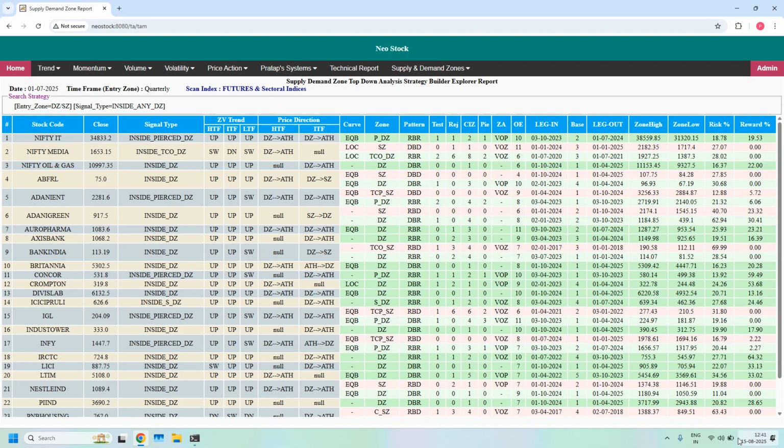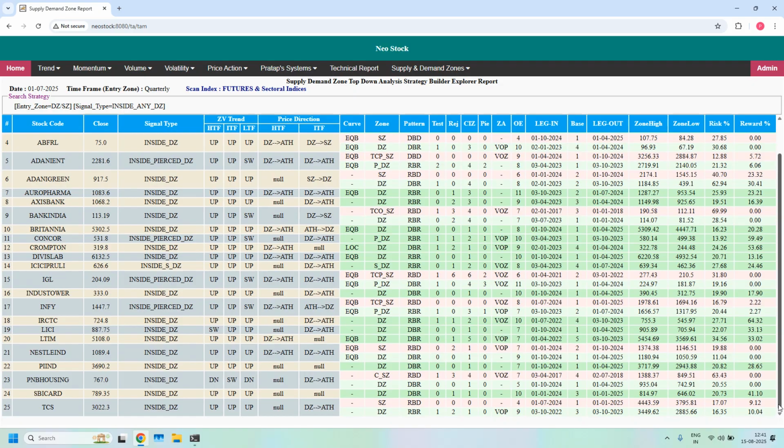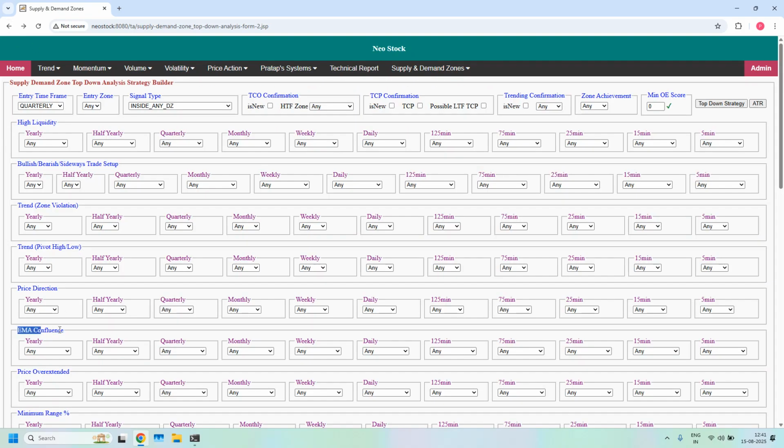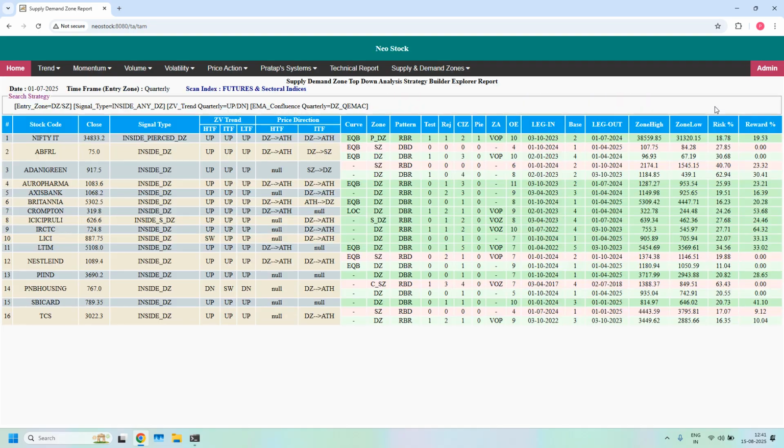Next, price closed inside the quarterly demand zone. First 22 stocks in the list. Scrolling the list down, total 25 stocks are filtered. We can further filter this list based on quarterly demand zone having quarterly EMA confluence. At the same time, trend on the quarterly should not be sideways, so it can be up or down trend we can select. So we got 16 stocks.